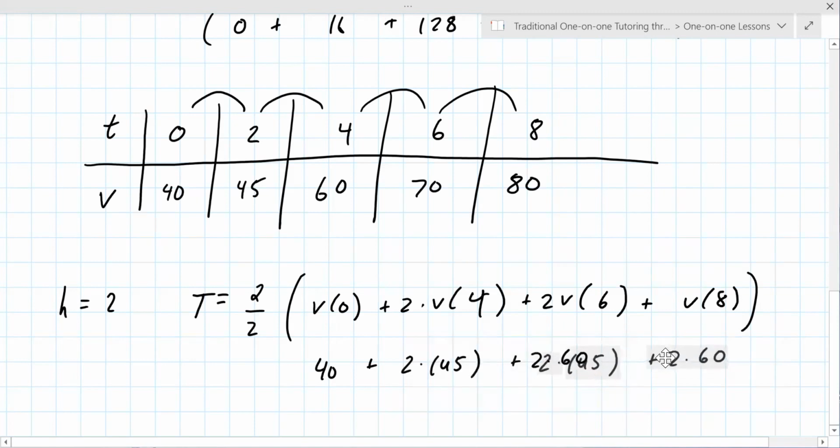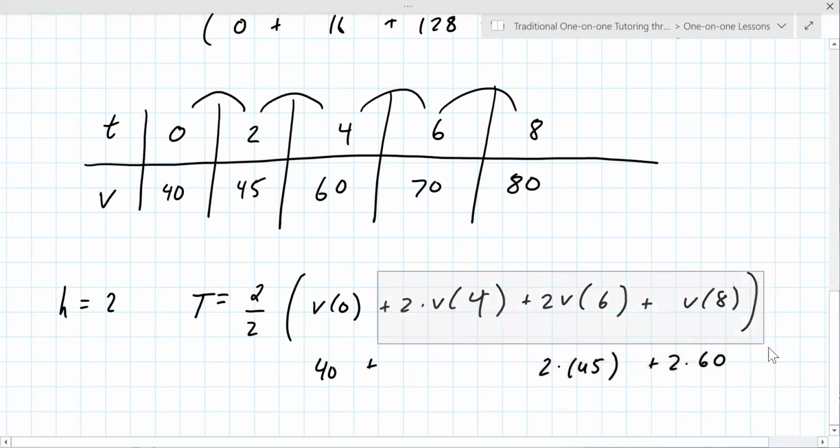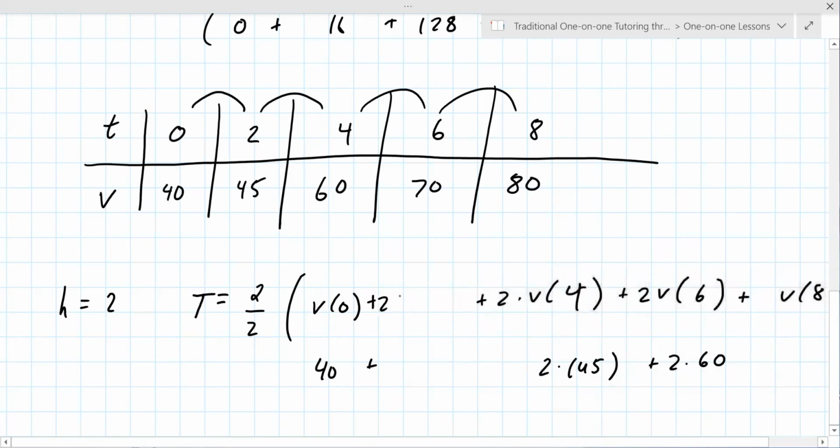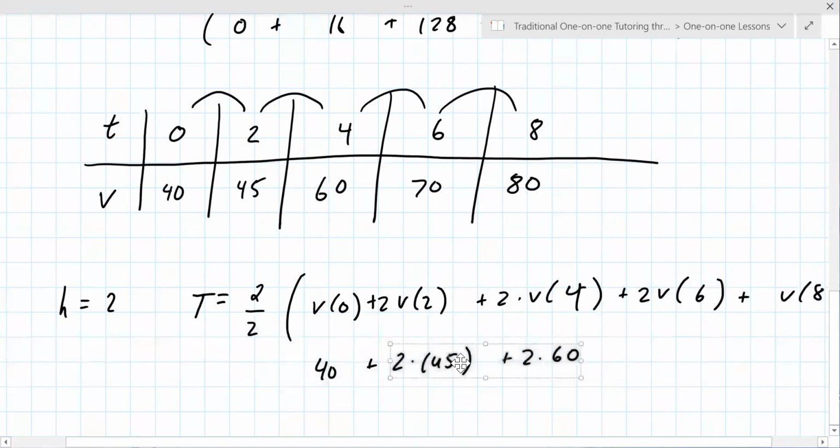Okay, so that needs to go there. And we need to move this over to get plus 2 times V of 2. Okay, so now it's kind of correct. So V of 2 is 45, 2 times 60, 2 times 70, plus 2 times 70, plus 80.